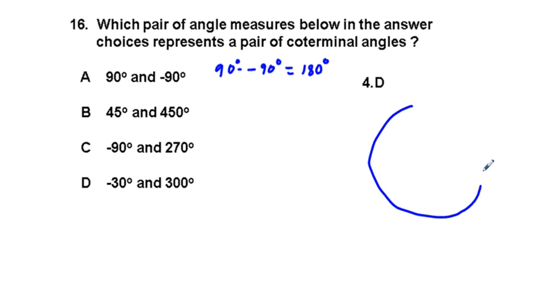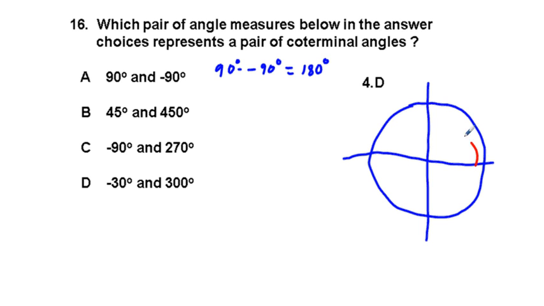And if we just looked at answer choice A, we'd be looking at this angle of 90 degrees here, at this point, and this angle of negative 90 degrees. Do these two angles end in the same place? No, they don't. And then between 450 and 45, well, it's going to be 450 minus 45. We're going to get 405 degrees. Not coterminal.